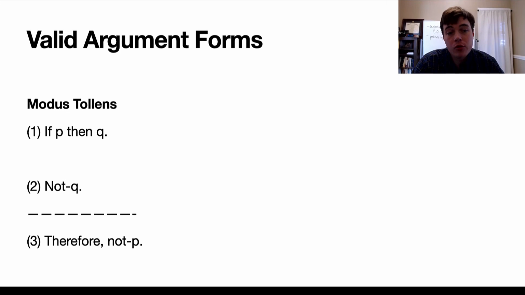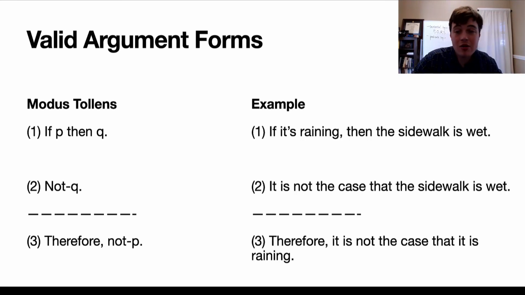Here's another argument form, modus tollens. This is also valid. If P then Q. Not Q, therefore not P. In other words, P is always accompanied by Q. You look around and you don't see Q, so what can you conclude if you know that P is always accompanied by Q? I guess not P. P must not be there either.